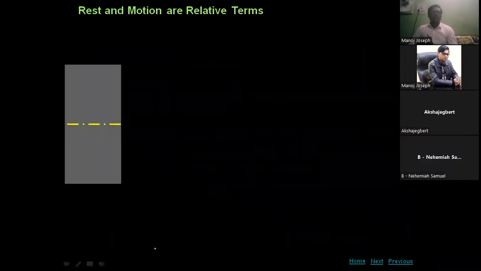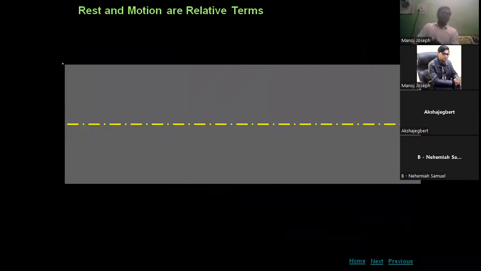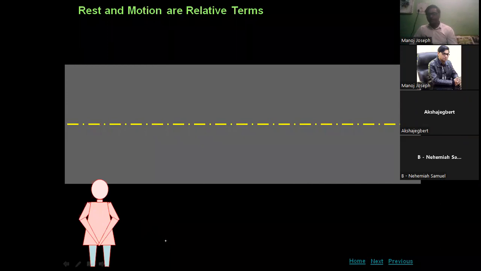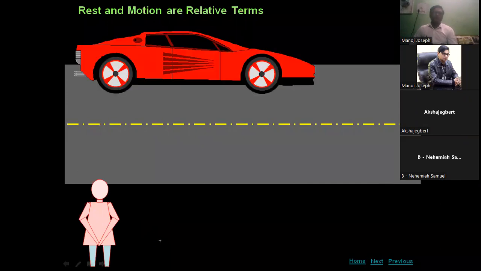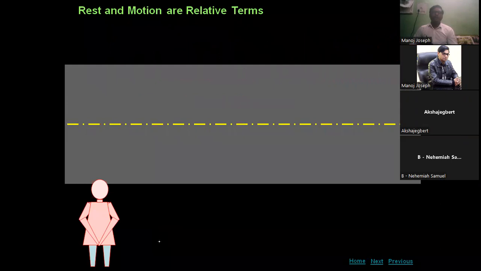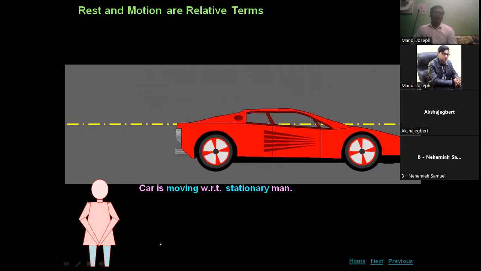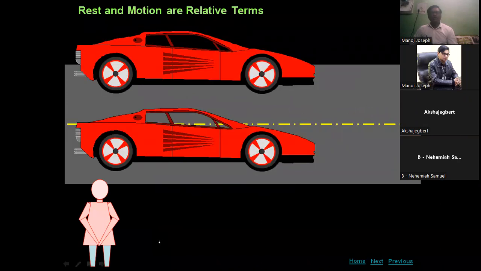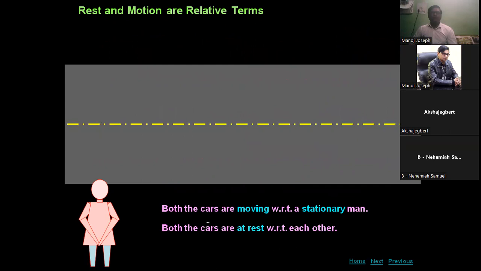So rest and motion are relative terms. Now let's see with an example. Again, the observer is here and the car is here. The car is moving with respect to the stationary person. Now two cars are here. Both cars are moving with respect to the stationary person, and both cars are at rest with respect to each other because they are moving with the same velocity.